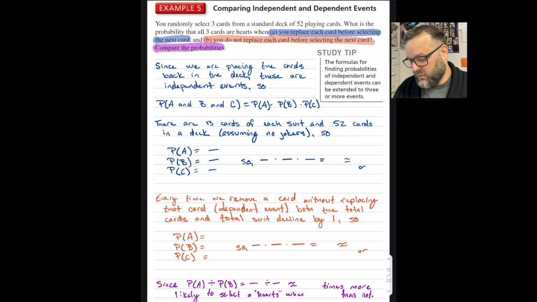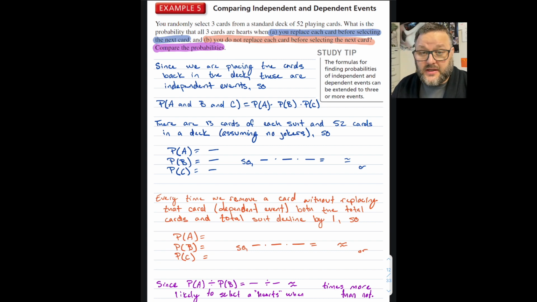All right, ladies and gentlemen, we're moving on to example 5. We're going to randomly select 3 cards from a deck of 52 playing cards. It's normal, sometimes there's jokers in there. That would be if you have more than 52, but if it says you have 52, that means the jokers have been taken out. What's the probability that all 3 cards are hearts?